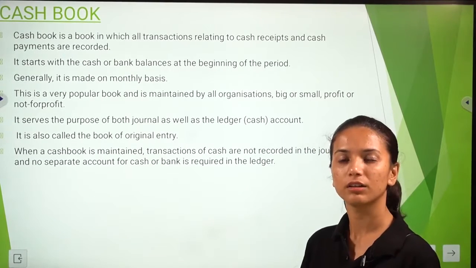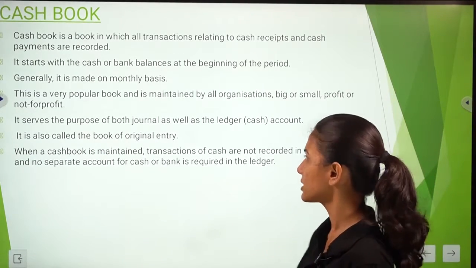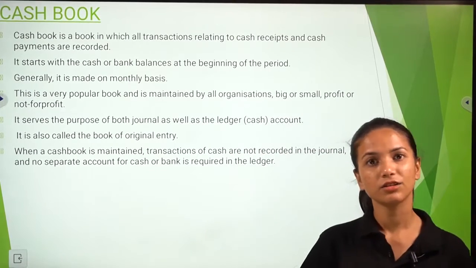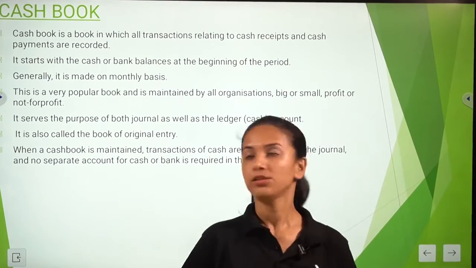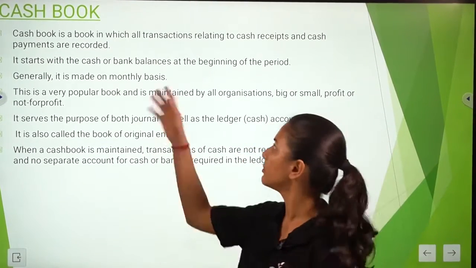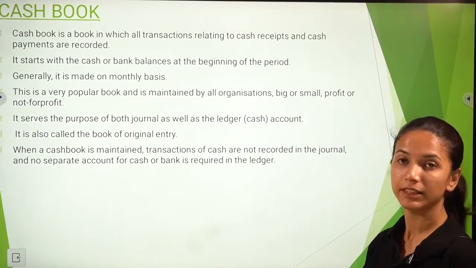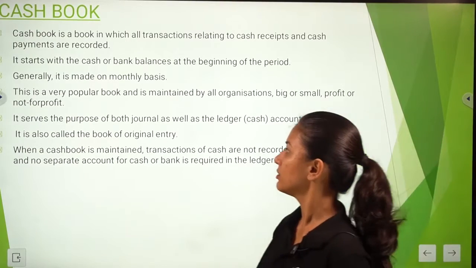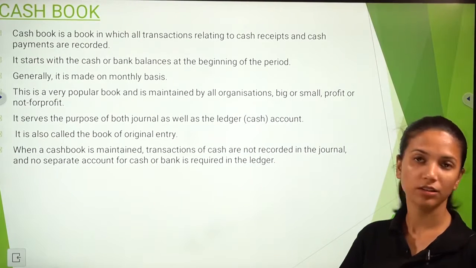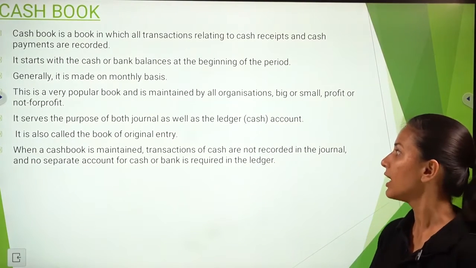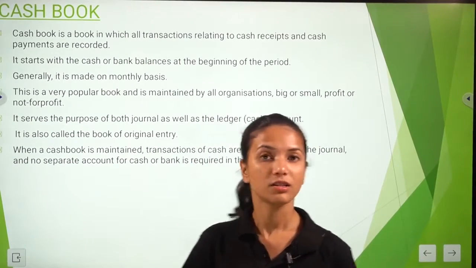There is no requirement to record it in the journal, and no separate account for cash or bank is required in the ledger. When you prepare the ledger, the cash account is not required. So, the cash book is prepared on a monthly basis. This is a very popular book and is maintained by all organizations. If a cash book is maintained, transactions are not recorded in the journal because it saves time, and the cash or bank account in the ledger is also not prepared.